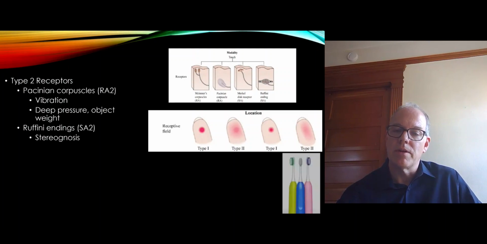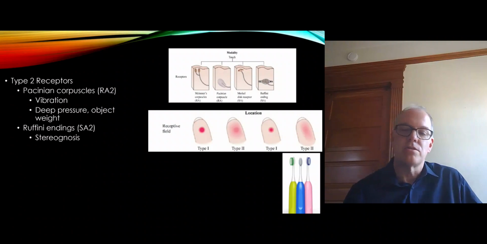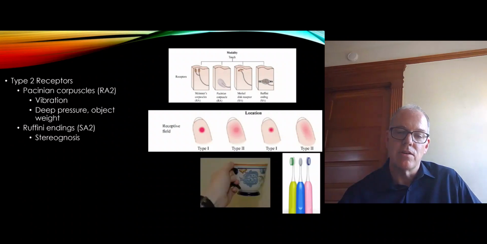So coming back to Pacinian corpuscles, a good example is detecting a vibrating object. If you're holding a toothbrush that vibrates, that would be a good way to activate your Pacinian corpuscles. Ruffini endings are important for stereognosis, which is the ability to determine what an object is when you're holding it in your hand.